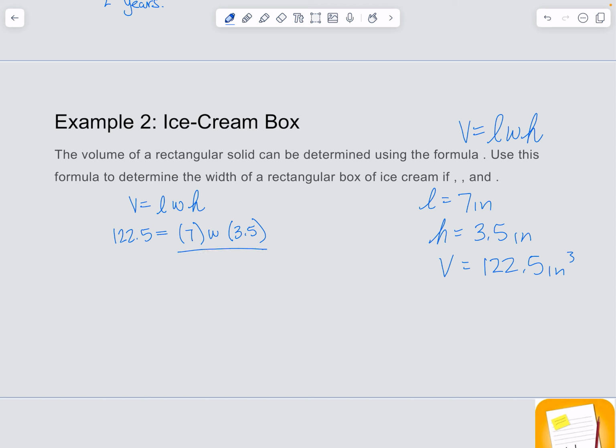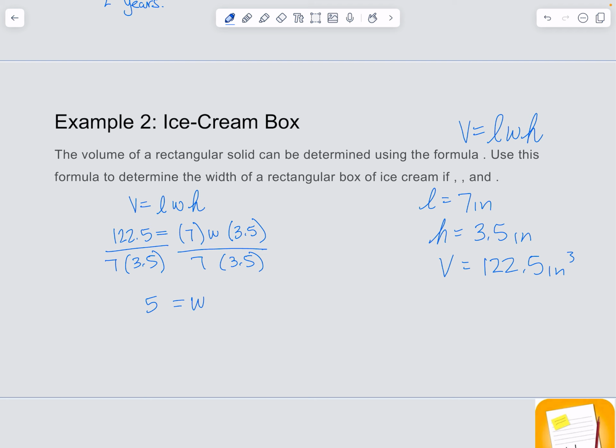So I'm going to divide by 7, I'm going to divide by 3.5, and whatever I do to one side, I have to do to the other. Now in this case, you can do divided by 7, and then whatever that comes out to be divided by 3.5. You can do it in 2 steps, you can do it in 1 step, just as long as you're doing your math correctly. So 122.5 divided by 7 divided by 3.5, that leaves us with a width of 5.